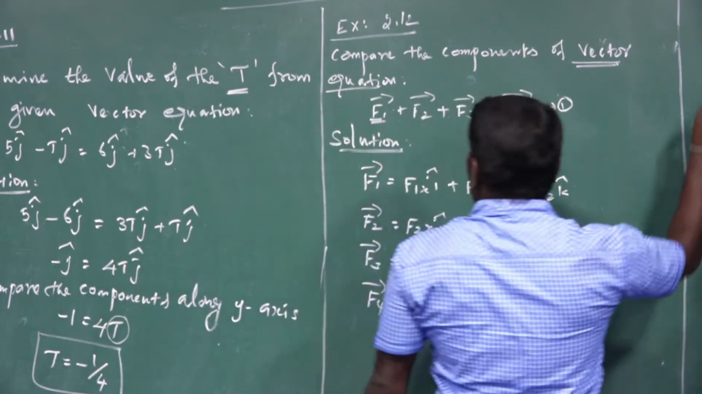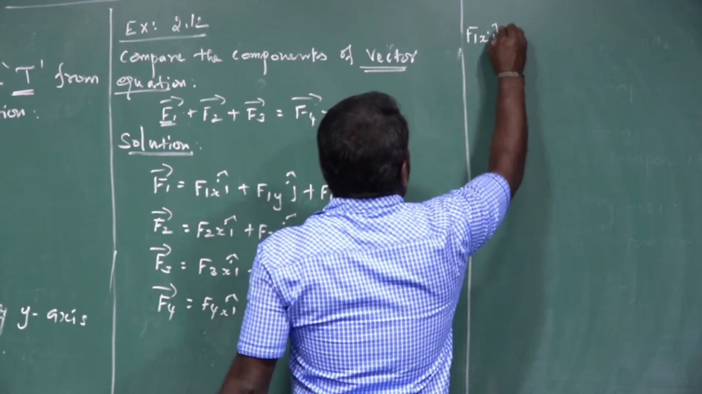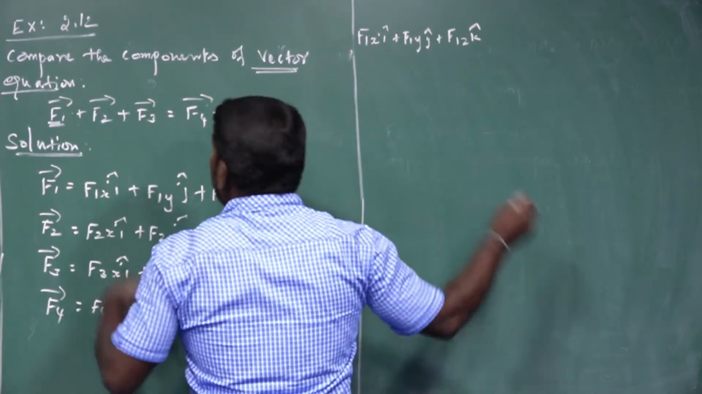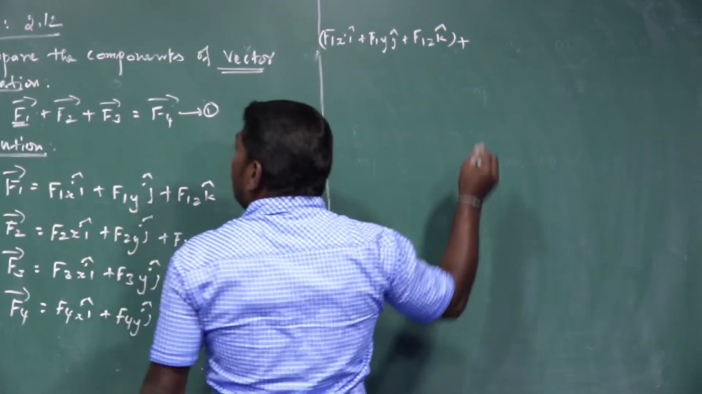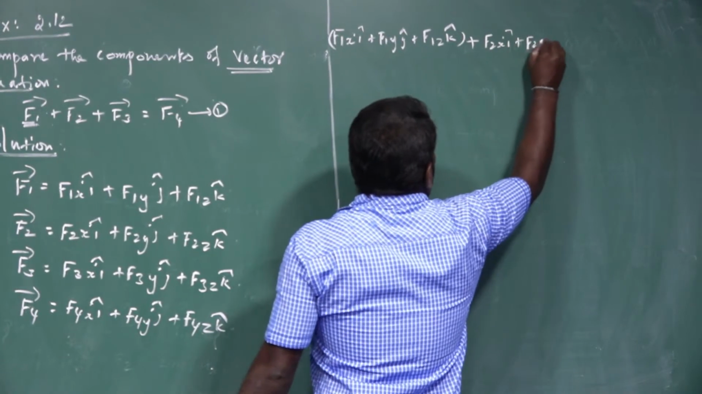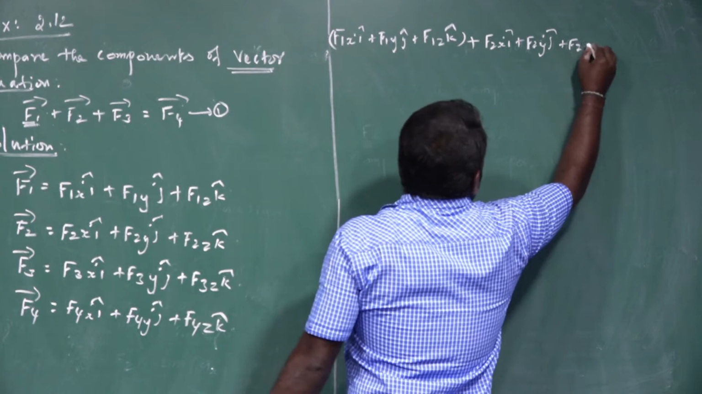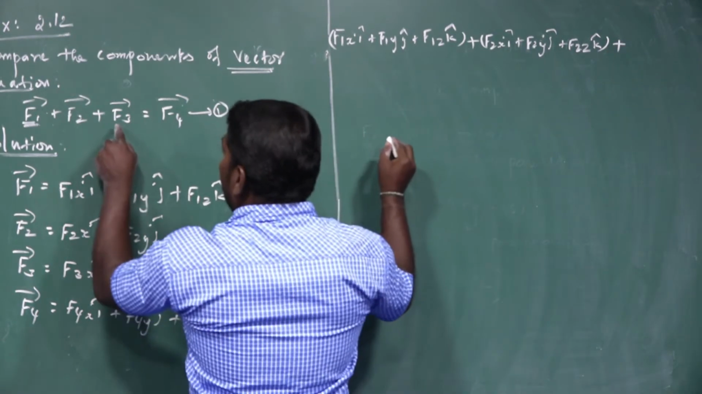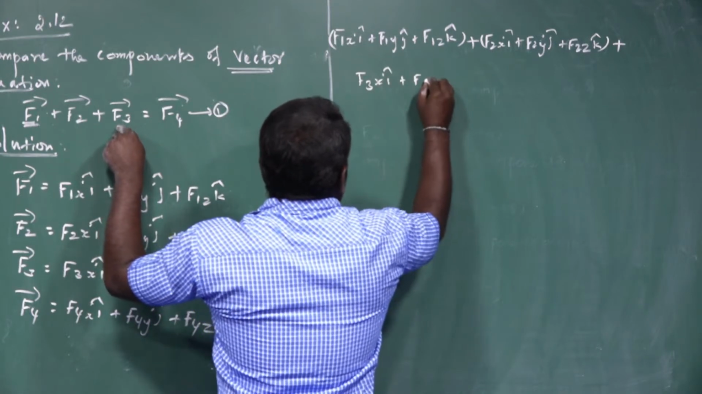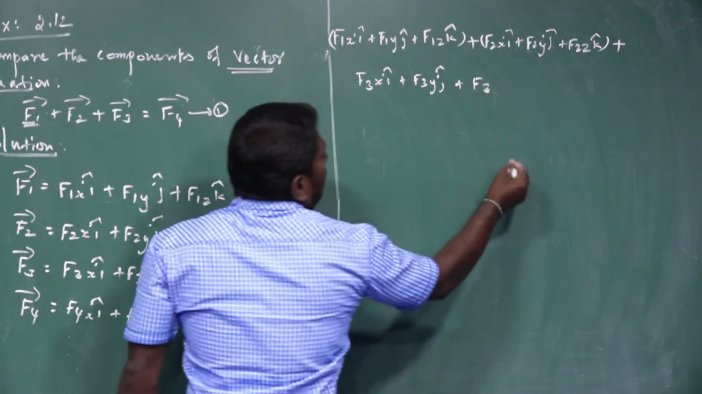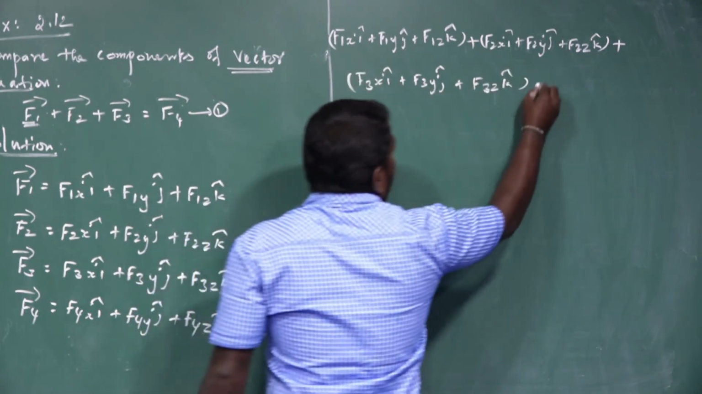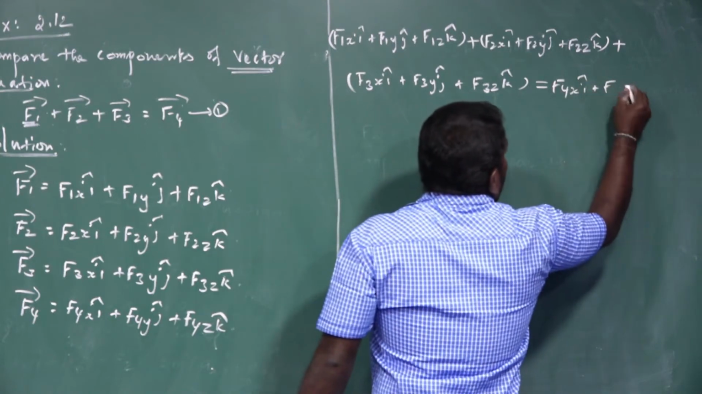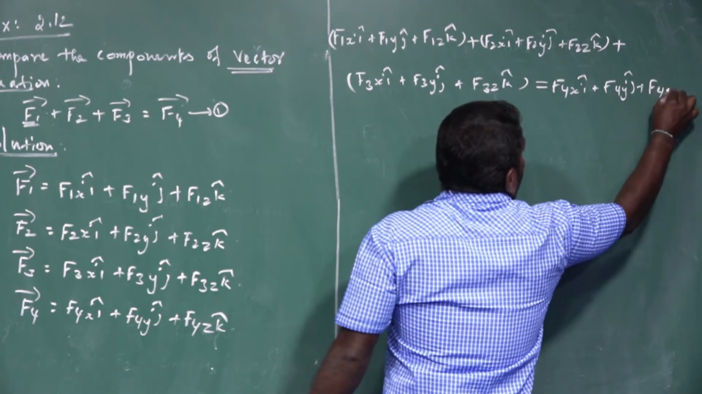We get F1 vector, F1x i cap plus F1y j cap plus F1z k cap, plus F2 vector, F2x i cap plus F2y j cap plus F2z k cap, plus F3 vector, F3x i cap plus F3y j cap plus F3z k cap, which is equal to F4 vector, F4x i cap plus F4y j cap plus F4z k cap.